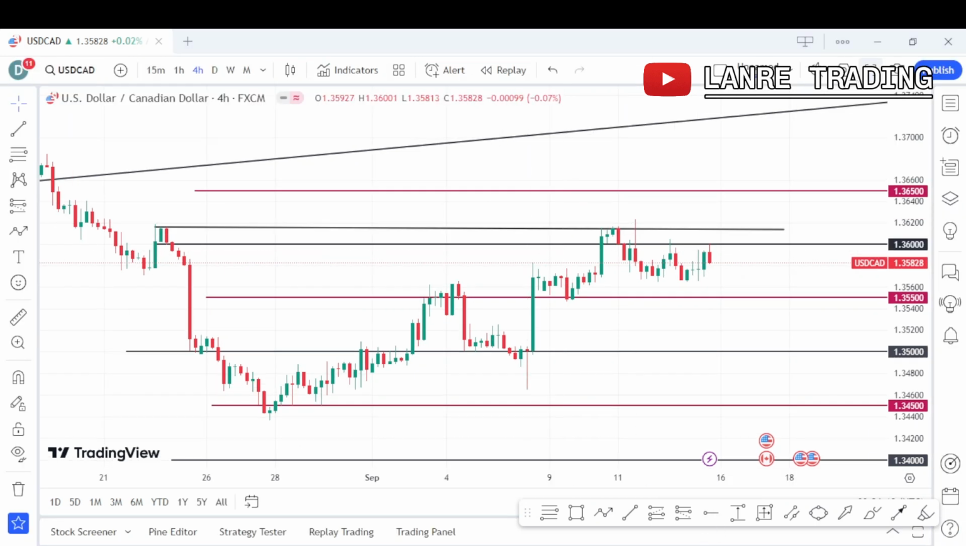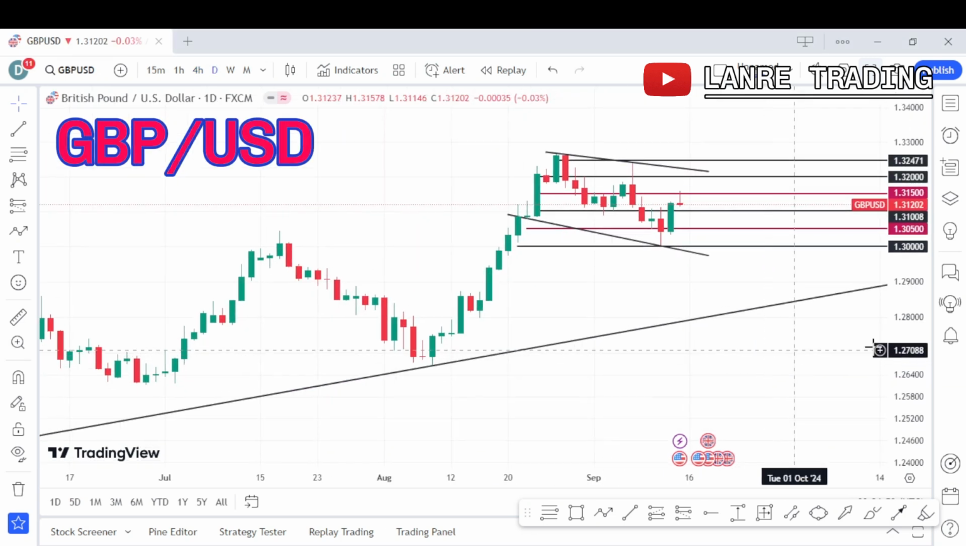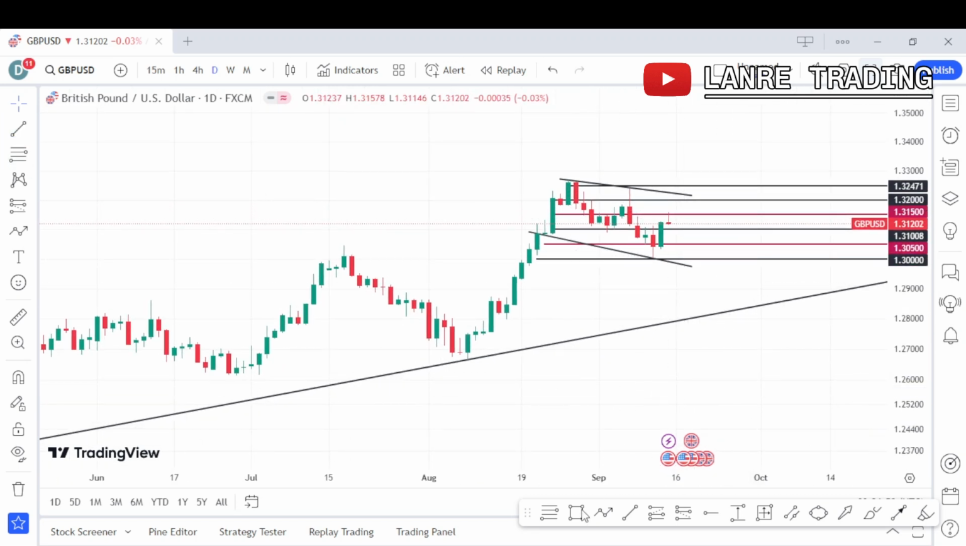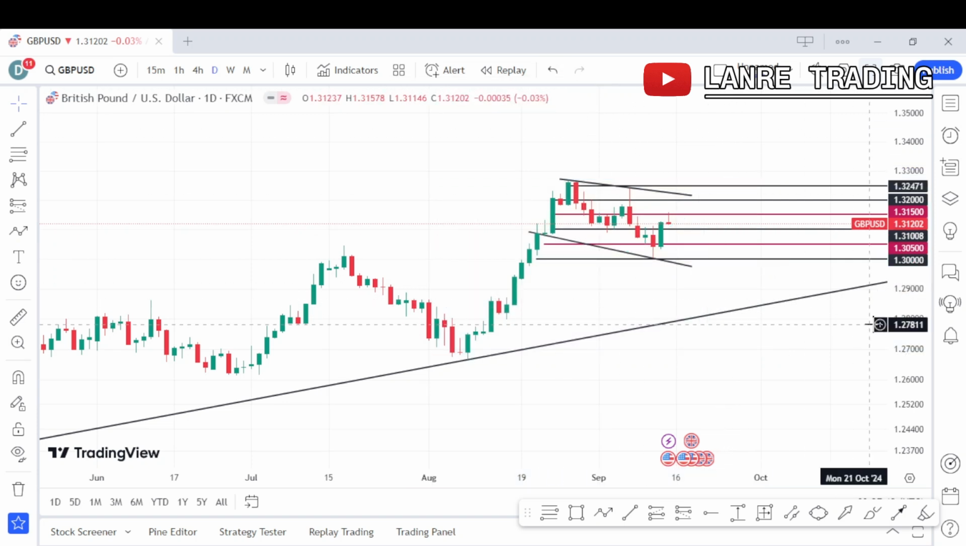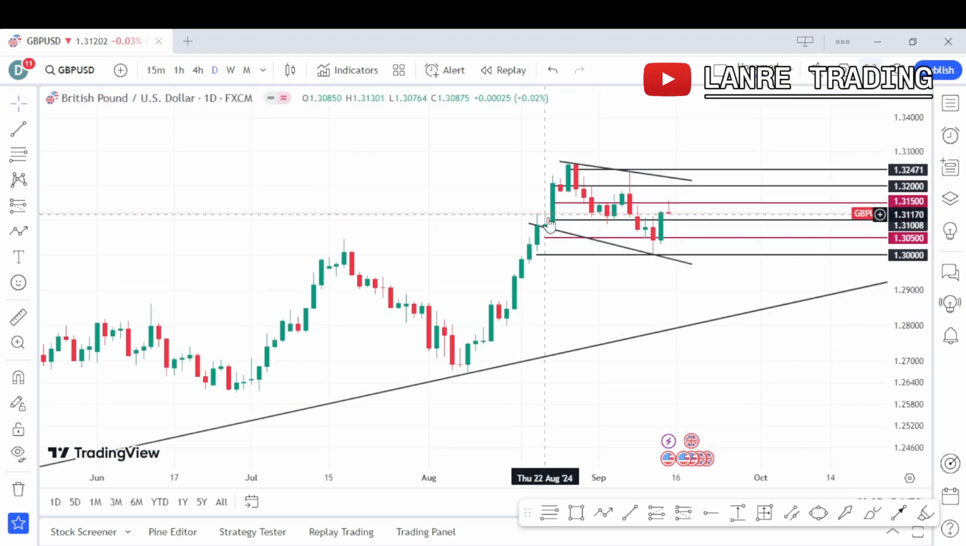I'll be moving on to the next pair, which is the Great Britain Pound USD. So for Great Britain Pound USD, I explained the reasons behind this retracement, that a fib retracement is currently playing out here. A decent fib retracement is currently playing out here, and we are expecting price to come back to this 61.8 fib retracement. Okay, and don't forget, the overall trend is bullish, and while we are in the bullish trend, price is forming what's called a bullish flag pattern.